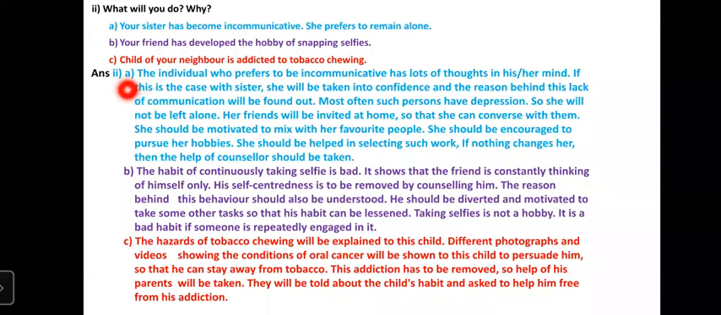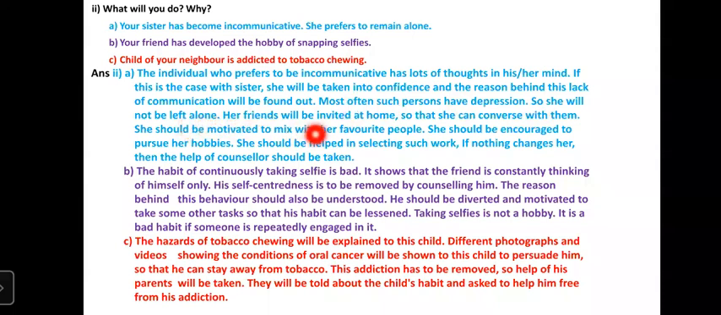So how we are going to write? Answer to A part. The individual who prefers to be incommunicative has lots of thoughts in his or her mind. If this is the case with your sister, she will be taken into confidence, and the reason behind this lack of communication will be found out. Okay, so what you will do? You are going to talk to her, you are going to find the reason. What is the reason behind her behavior? Most often such persons have depression. Okay, so she will not be left alone.